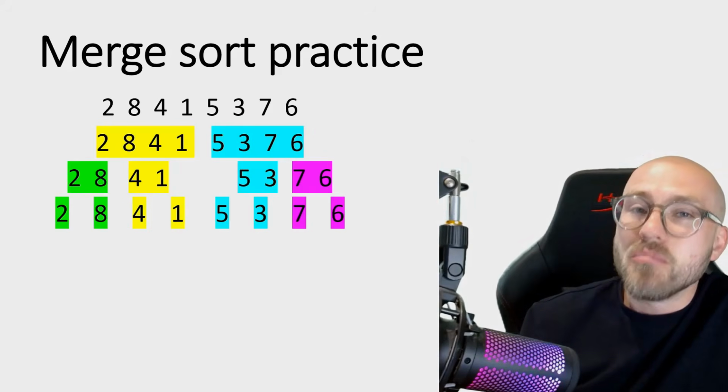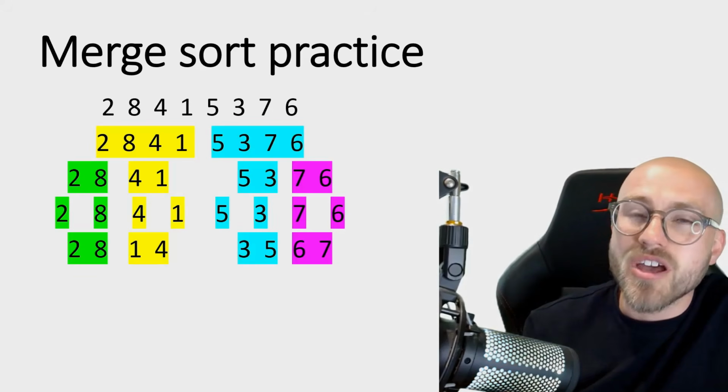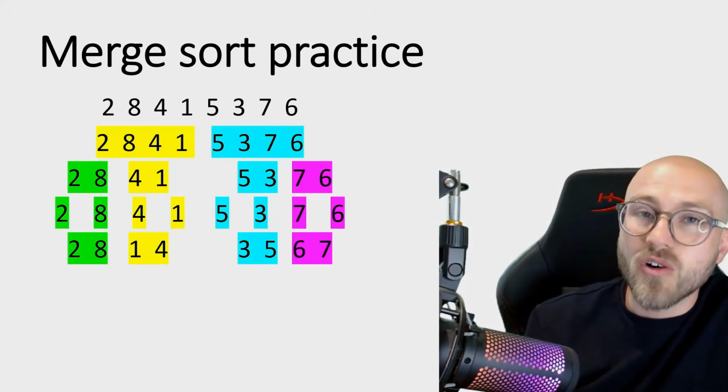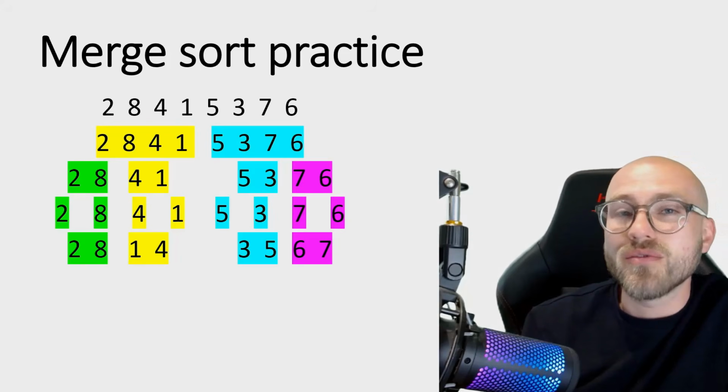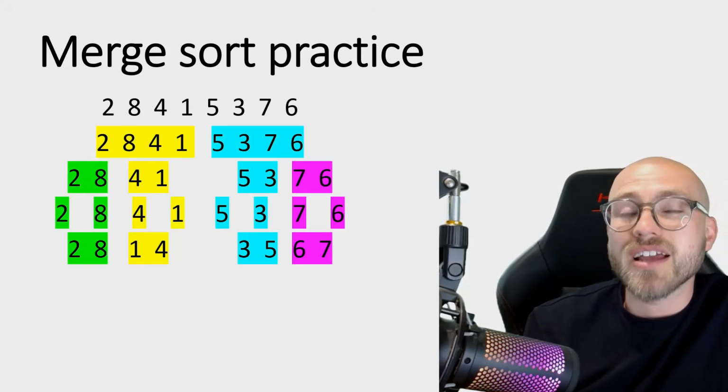Now we're ready to start the merge part of this. So 2 and 8 were already in order, so when they merge, they're going to stay looking the same. The 1 and 4 got compared. 1 is smaller than 4, so it's going to be reordered as 1 and 4. The 5 and the 3 we're going to get compared.